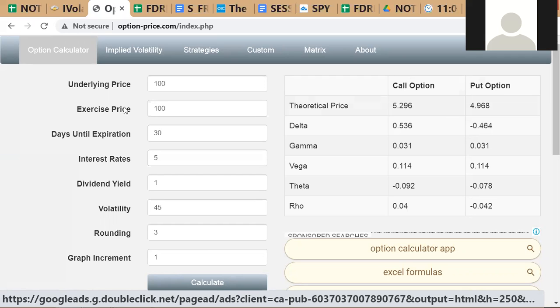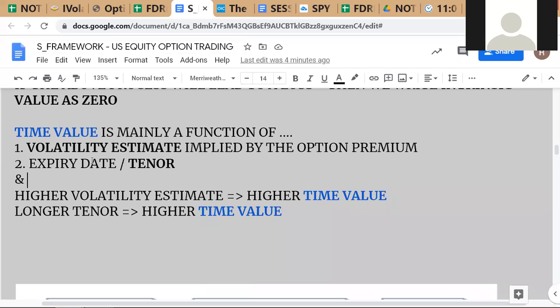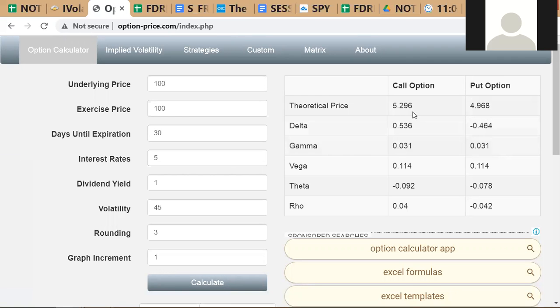And if you happen to then look at the marketplace for options and you find that the actual market price of the option is equal to your fair value estimate. So the actual market price for the call option is 5.296. Then you can say this statement: the volatility estimate implied by the option premium. You look at the option premium in the market, it's this. So then you can say that the vol estimate implied by the market price is 45.